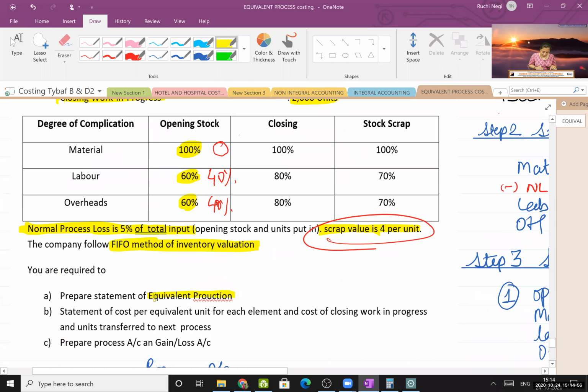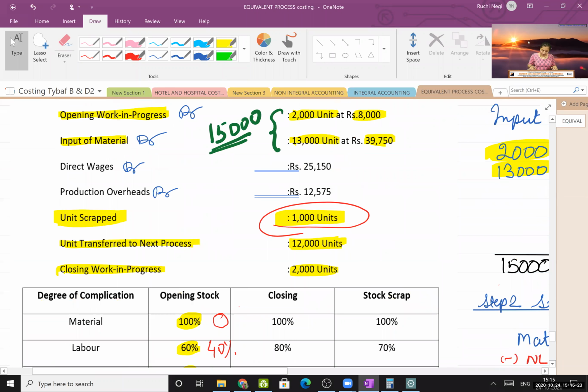Step 1, statement of equivalent production. Step 2, cost per equivalent unit. And step 3, value of WIP and units transferred to next process. Step 1, step 2, step 3 is asked, and they have also asked you to prepare a process account and an abnormal gain or loss account. Okay, so yeah, let us start.